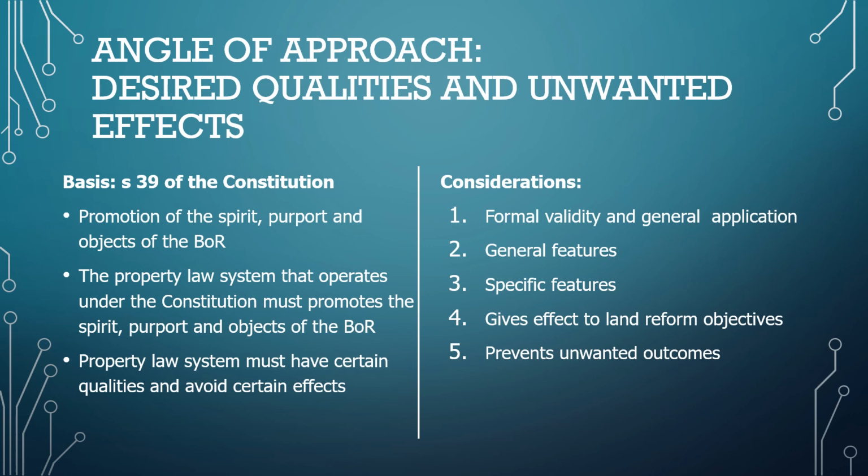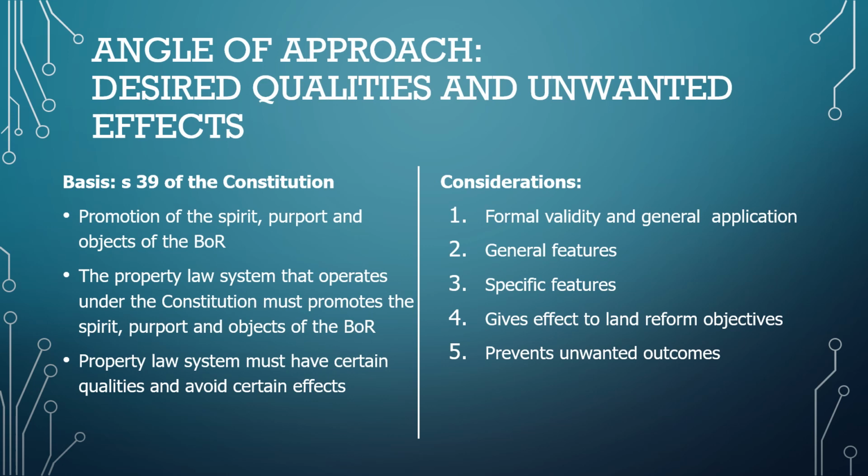All right, so what is then the basis of this test? The basis of the test is Section 39 of the Constitution, which requires that all law must promote the spirit, purport, and objects of the Bill of Rights. The property law system that operates under the Constitution must therefore promote the spirit, purport, and objects of the Bill of Rights. Now, a property law system that promotes the spirit, purport, and object of the Bill of Rights must have certain qualities and avoid certain effects. And this is where the desired qualities and unwanted effects test comes in.